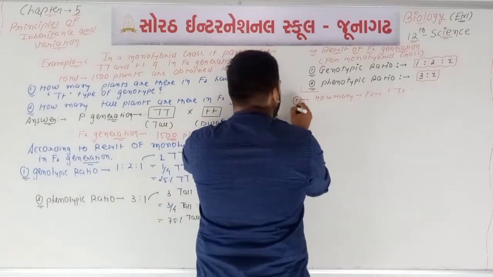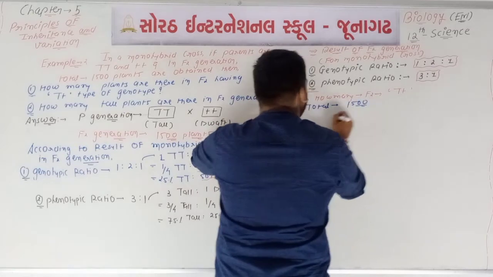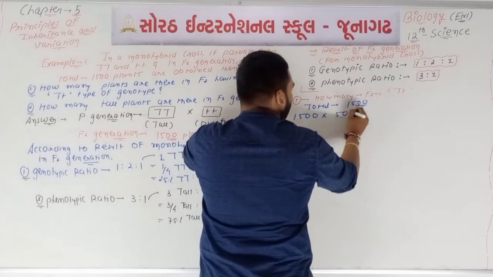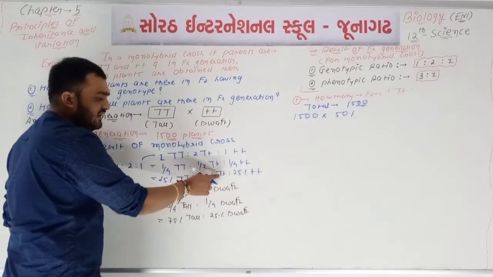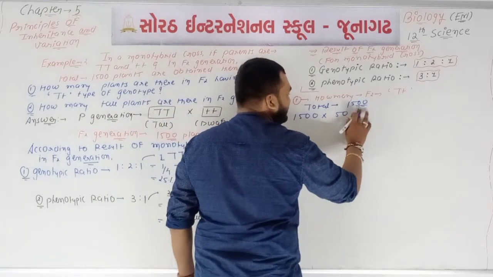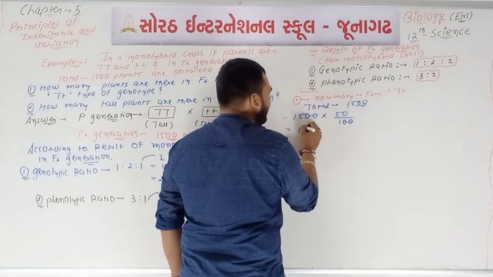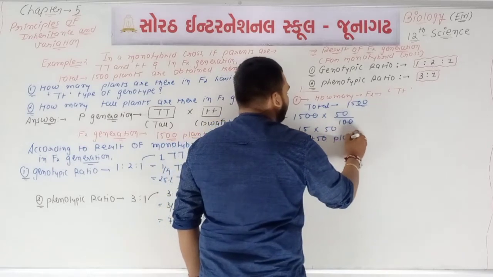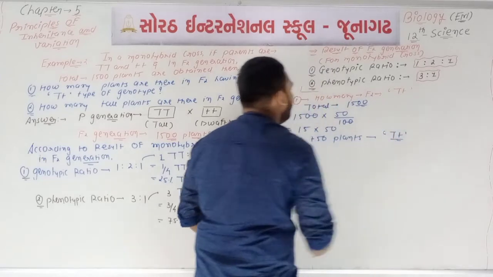So in F2, how many plants are there in total? Total 1500 plants are there. So 1500 multiplied by 50%, meaning 50% of 1500 plants are capital T small t. 50%, if you remove the percentage, it will be 50 upon 100. So it is equal to 50 multiplied by 15, which is 750 plants. 750 plants have the capital T small t type of genotype.